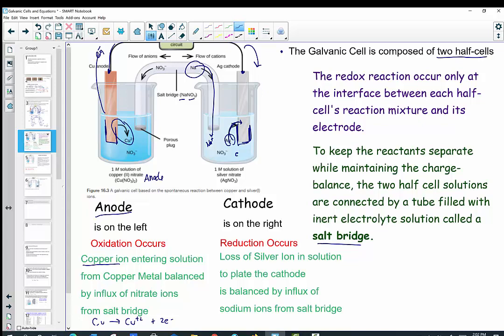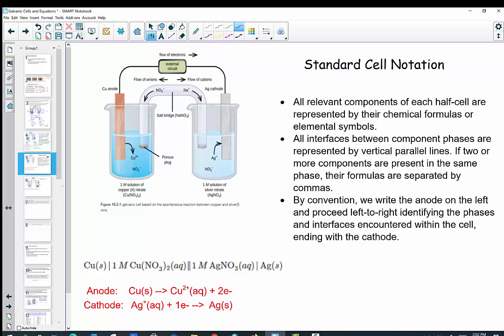So in this reaction, we've looked again at the same picture, but I want to talk next about how we can take this complex picture and write about it in easy enough cell notation, shorthand, if you will, for all the chemistry that's going on in this picture. And that's what we refer to as standard cell notation.